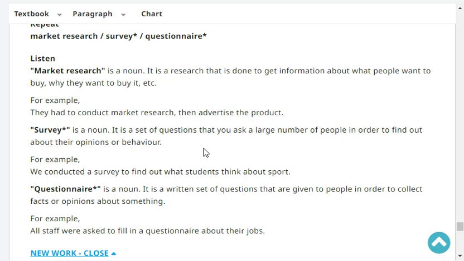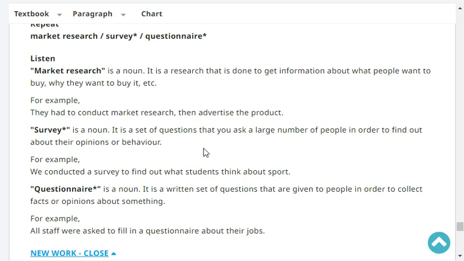Survey is a noun. It is a set of questions that you ask a large number of people in order to find out about their opinion or behavior. For example, we conduct a survey to find out what students think about sports. Questionnaire is a noun.